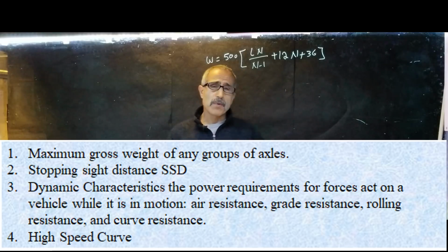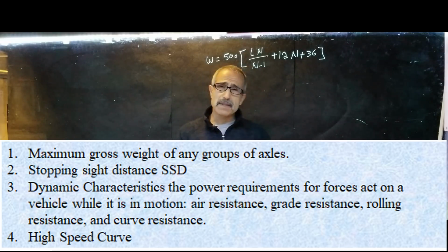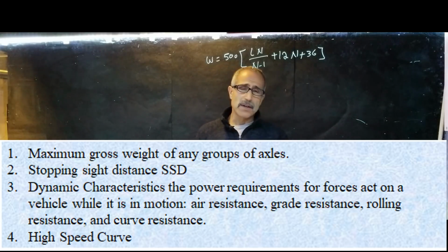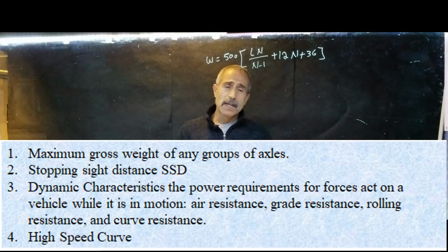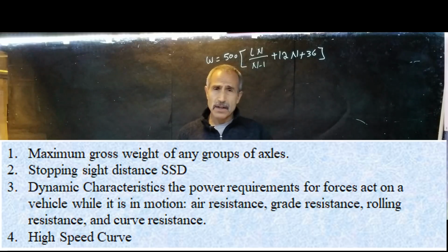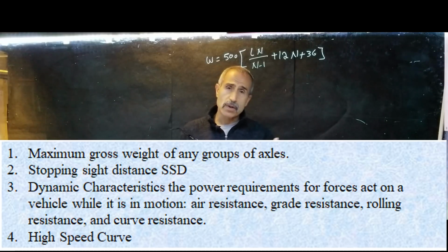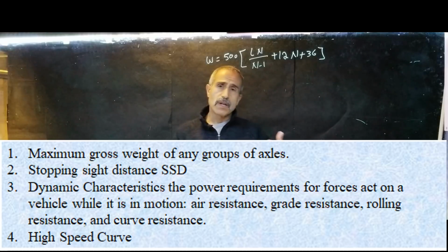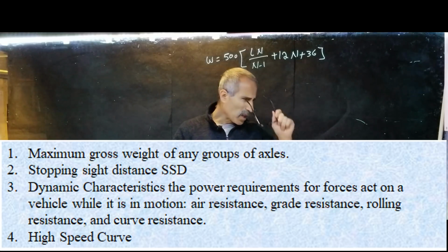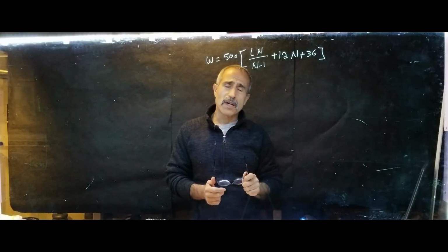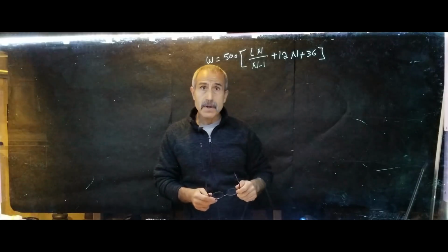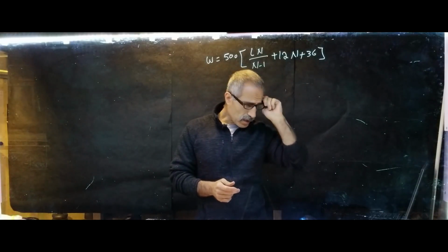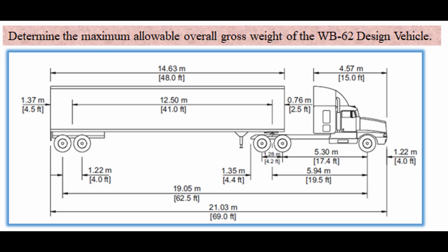And then we're going to talk about the stopping sight distance, SSD. Then we're going to do a problem on dynamic characteristics of the vehicle, which is a power requirement. When a vehicle is in motion, what kinds of forces act on it, like air resistance, curve resistance, grade resistance, and rolling resistance. And then we can calculate the power requirement. And finally, we'll talk about the high-speed horizontal curve and how we calculate the radius.